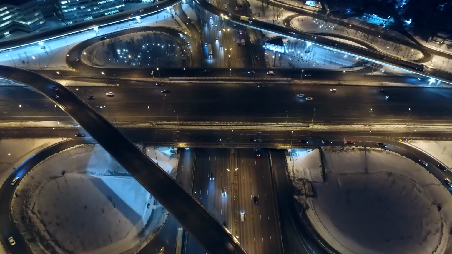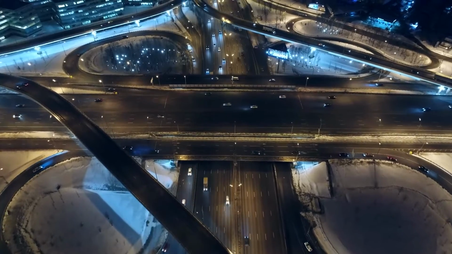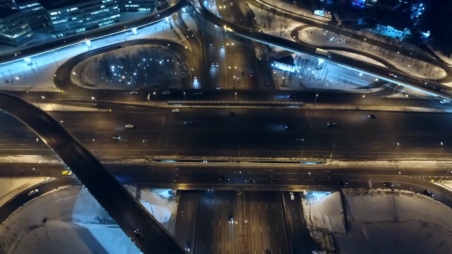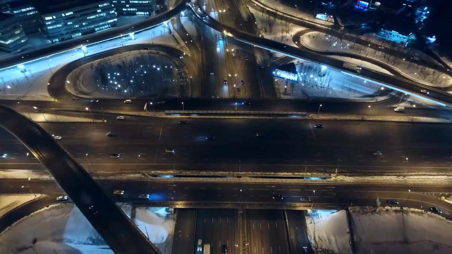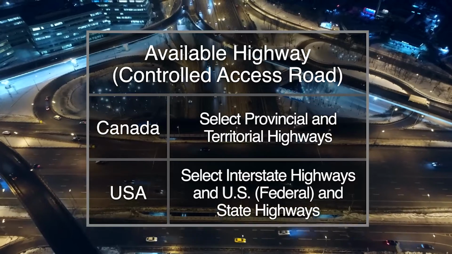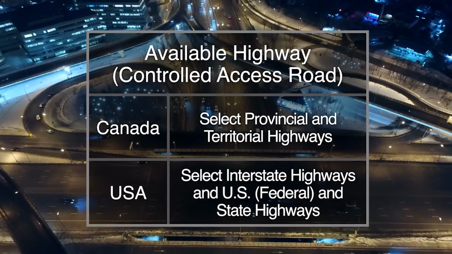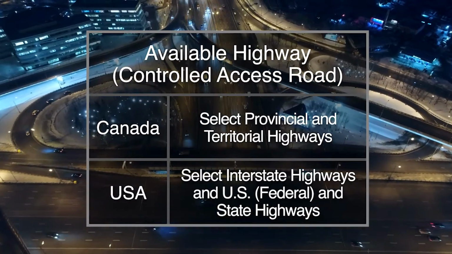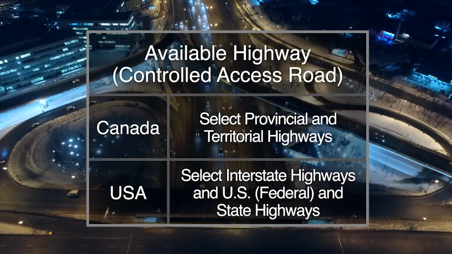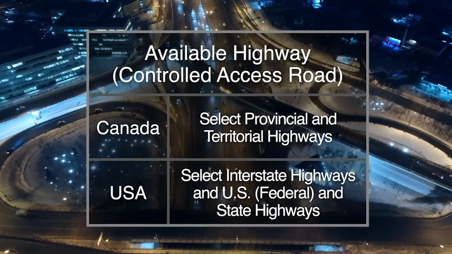Highways with numerous exits, ramps, lane splits, and other complex driving environments are examples of where Highway Driving Assist was not designed to function. For Canada, this includes select provincial and territorial highways. And when visiting the United States, Highway Driving Assist is available on select interstate, federal, and state highways.